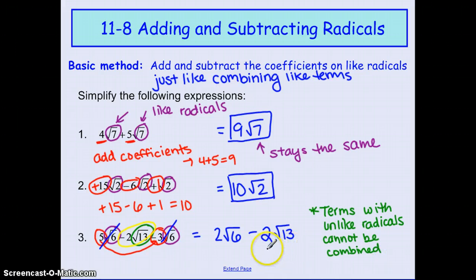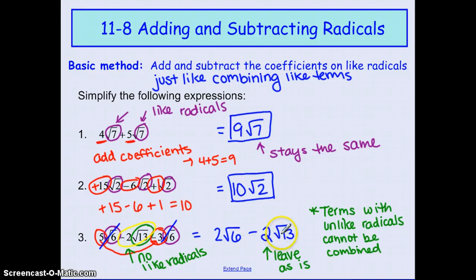So what I mean here is that we just leave it. Just leaving it as is. And we are all set. So again, no like radical on the 13, can't combine it with the 2 radical 6's. So we combine the 2 radical 6's, 5 radical 6 minus 3 radical 6, you get 2 radical 6, and then you just leave the minus 2 radical 13 on the end.